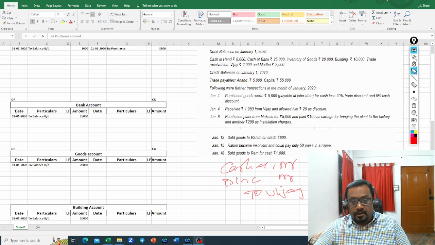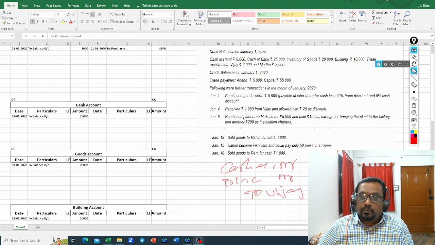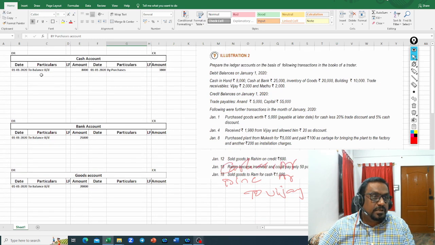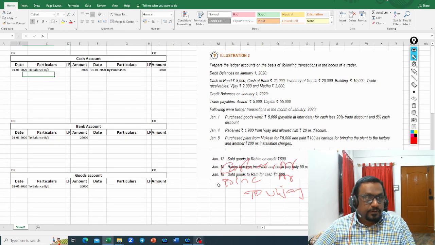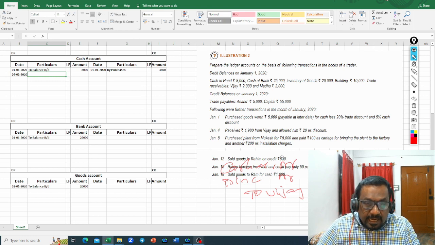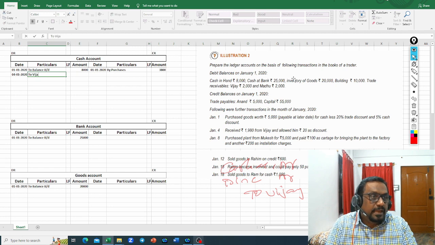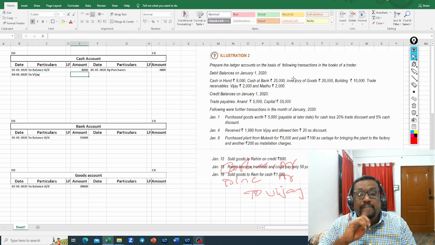Now let us record this transaction. First one, cash account is debited here, right? So I need to go to cash. Cash account we have already created. Let us go to the top and see where the cash is. So the cash account is here. January 4th, 04/01/2020 is the date. So cash account is debited. So I need to write this transaction on the debit side, as To Vijay.